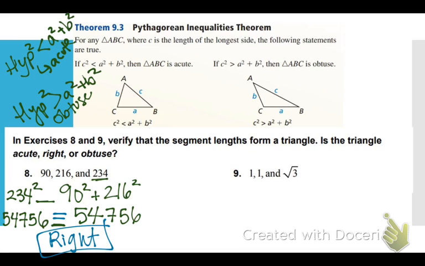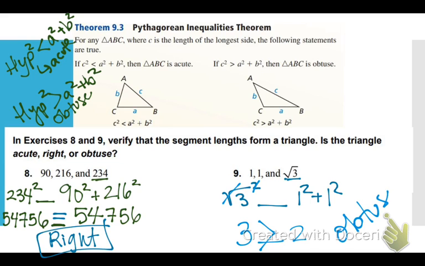All right, so you're comparing the hypotenuse squared to a squared plus b squared. Let's do the next one first. Which of these is the longest side, 1, 1, or the square root of 3? The square root of 3. So you're going to do the square root of 3 squared, a blank, 1 squared plus 1 squared. What is the square root of 3 squared? 3. 1 squared is 1, plus 1 is 2. So this is greater than. The hypotenuse squared is greater than, so that makes this obtuse.